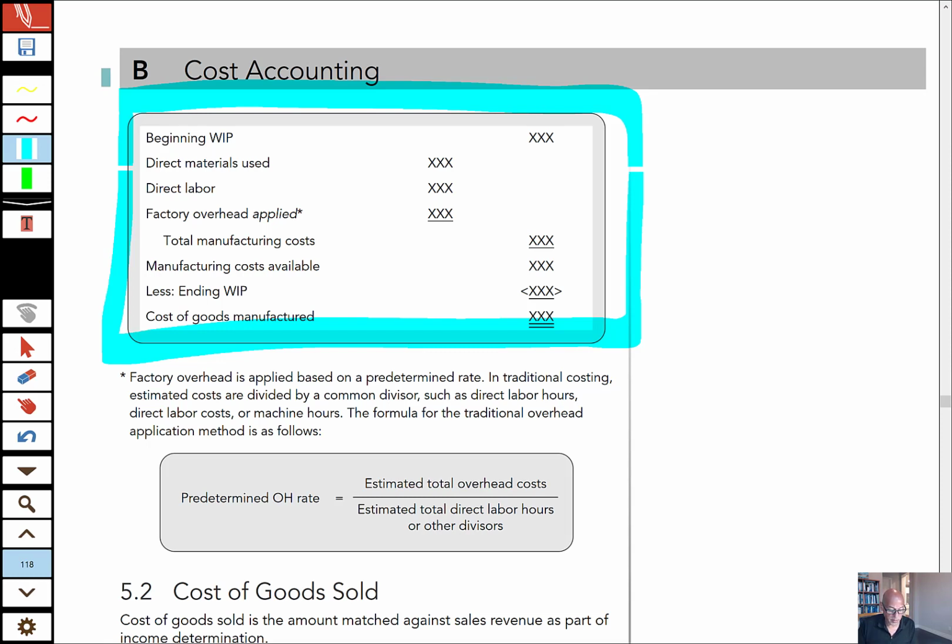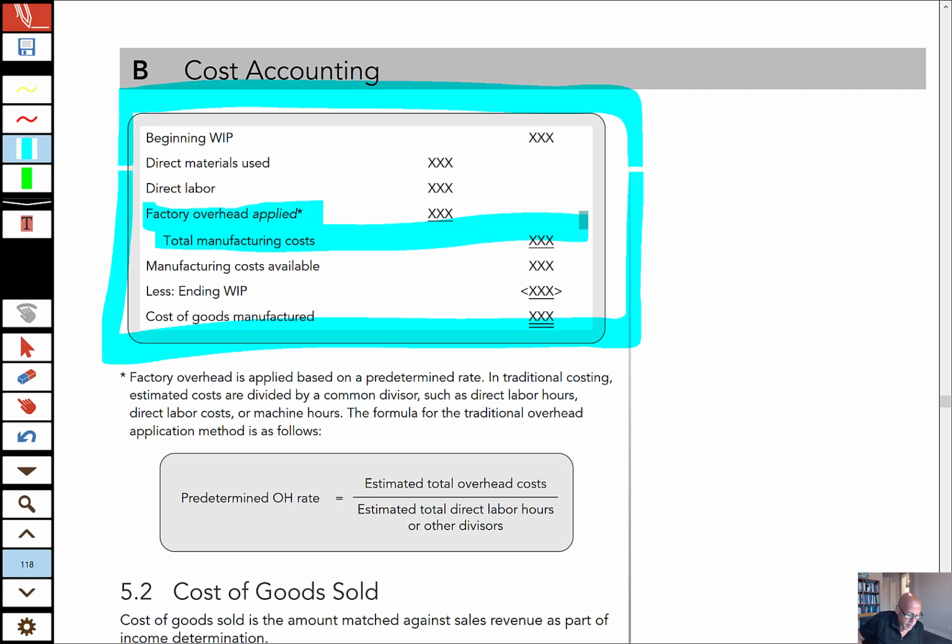So whatever was the beginning work in process, then what? We put in our direct materials, our direct labor, we apply our factory overhead, right? Just picture the T accounts sitting there debiting into work in process, and then we have our total manufacturing cost for the period, right? Our manufacturing cost, or whatever was beginning work in process, plus our direct material, direct labor, our overhead, as we said on the little T accounts, right?